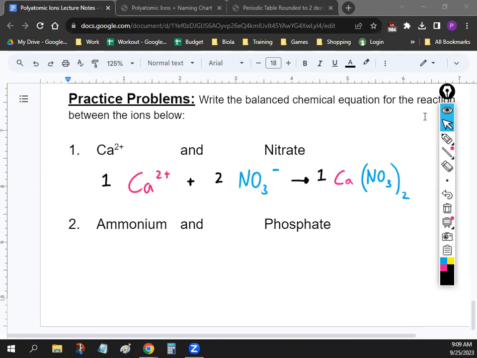So again, since it is a chemical equation, it needs to look exactly like that. If anything's shifted, it's incorrect, especially when it comes to these parentheses. So just make sure you're aware of that, all right?